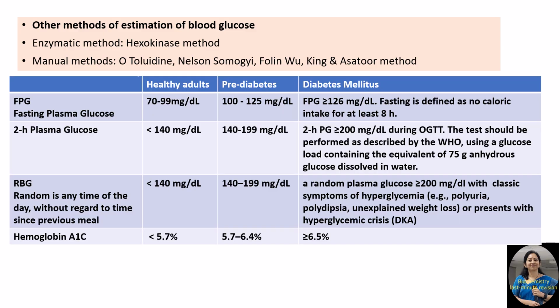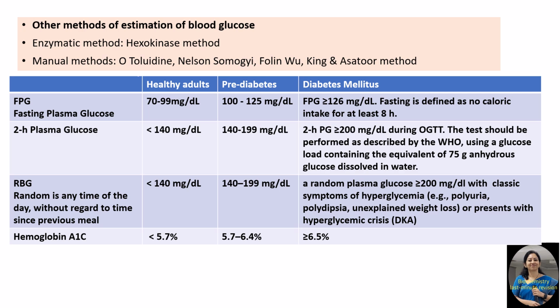Okay. Now coming to the interpretation part. How to interpret the blood glucose? We need to differentiate these glucose values between healthy adults, diabetic and pre-diabetic individuals. Let's first consider the fasting plasma glucose. The fasting state is defined as no calorie intake for a minimum period of 8 hours and a maximum of 12 hours.